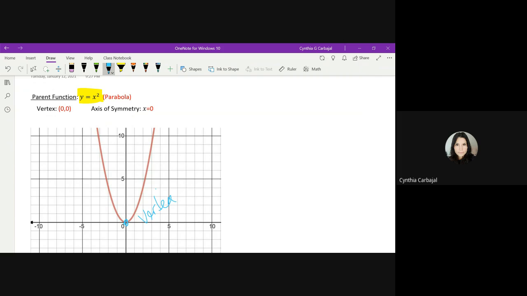The axis of symmetry is the line that cuts this parabola in half. It goes right through the 0 on the x-axis. That's why it's x equals 0. And then if you want to be more specific, you can make your little table, with x and y equals x squared. So if I plug in a 0, we get 0. If I plug in a 1, we get 1. 1 squared is 1, 2 squared is 4, 3 squared is 9, and so on, right?